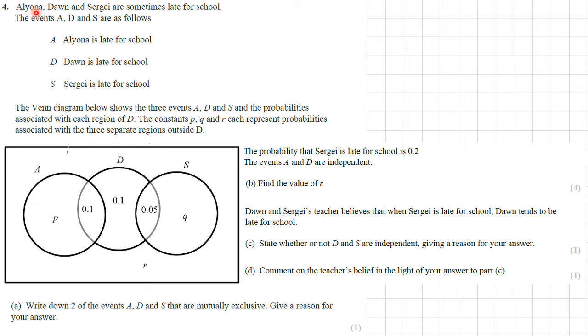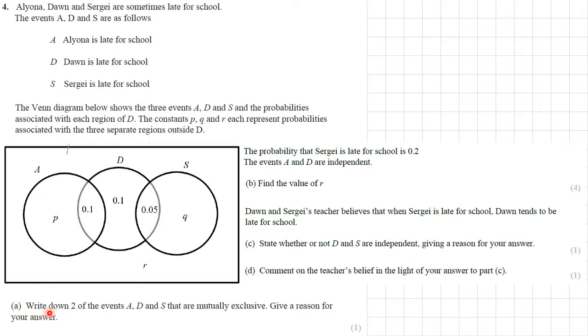Question 4. Lorna, Dawn and Sergey are sometimes late for school. The events A, D and S are as follows. A, Lorna is late for school. D, Dawn is late for school. S, Sergey is late for school. You can see it on this Venn diagram here, which shows the 3 events A, D and S and the probabilities associated with each region of D, which are in here. They've given those. The constants P, Q and R each represent probabilities associated with the three separate regions outside of D. So this is P, Q and R, they're outside of D, one's outside of all three.